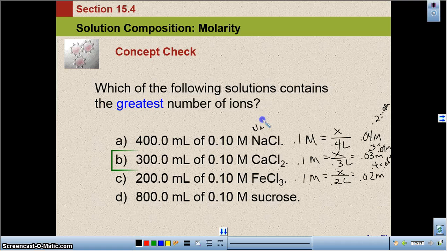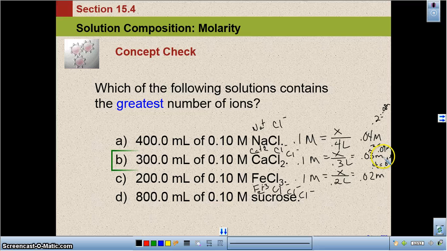The reason I multiplied this by 2 is there are 2 ions. You're going to have 1 sodium for every 1 chloride. This one you're going to have 1 calcium, and for every 1 calcium you're going to have 2 chlorides, so it's 3 total for every 1. Iron is going to have the iron plus 3, and you're going to have 3 chlorine for every 1, so a total of 4 ions that we're going to separate out for each molecule. That's why I multiplied them by 2, by 3, and by 4.